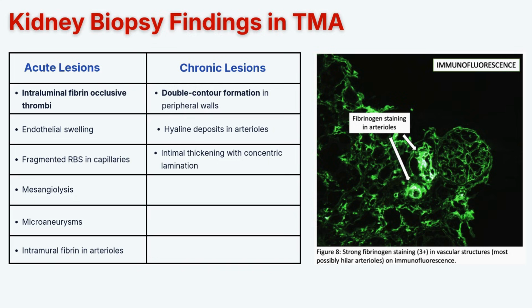In TMA, immunofluorescence is often negative for immunoglobulins and complements, but fibrinogen staining can be striking. So even when light microscopy findings are subtle, and even when schistocytes are absent in the blood, immunofluorescence can provide a decisive clue that this injury is vascular and thrombotic in nature.